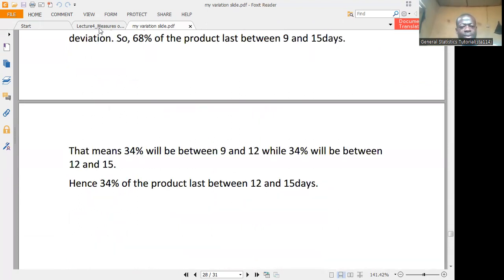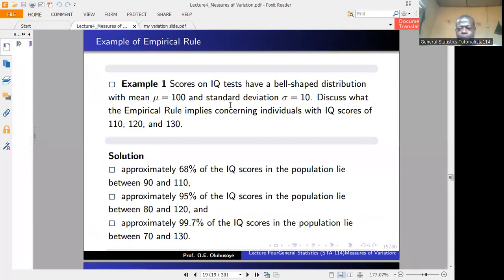Let me try to show you another example, which is a little test. Another example is here. Look at this question. We have the score of an IQ test that has a bell-shaped distribution. Remember, one of the properties of normal distribution is bell-shaped. So when they tell you that something has a bell-shaped distribution, they are indirectly telling you that the same data set is normally distributed. So here we have the mean to be 100 and standard deviation to be 10.